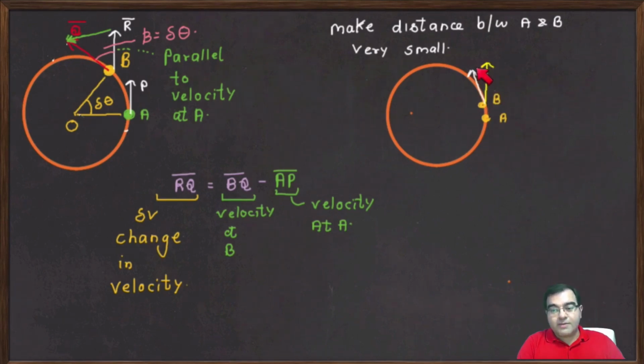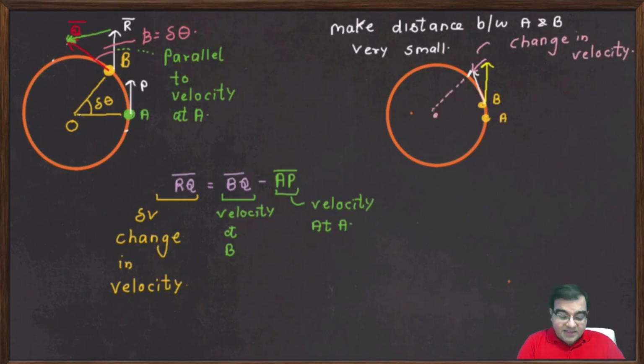Now this is going to be my resultant, right? So I draw this resultant. This resultant is RQ bar. Can I say this resultant is change in velocity? This resultant was change in velocity, that is something which I know. But this resultant is now pointing towards the center of the circle.